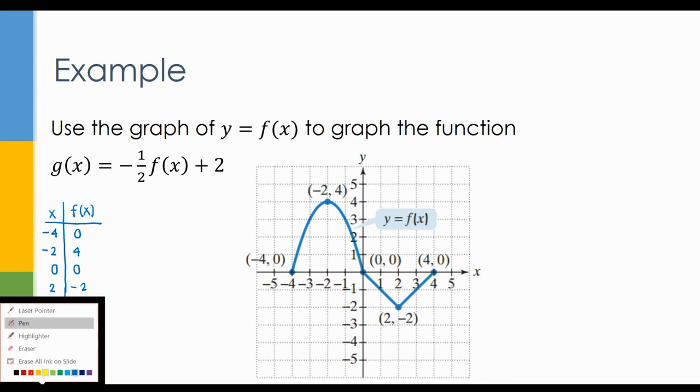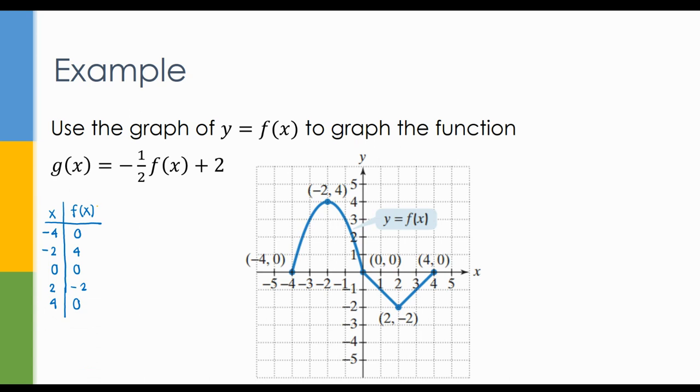Now I want to start transforming it. I'm always going to deal with the multiplication aspect of it first. So I want to multiply the f of x column by -1/2. 0 times -1/2 is still 0. 4 times -1/2 is -2. 0 times -1/2 is 0. -2 times -1/2 is +1. 0 times -1/2 is 0.